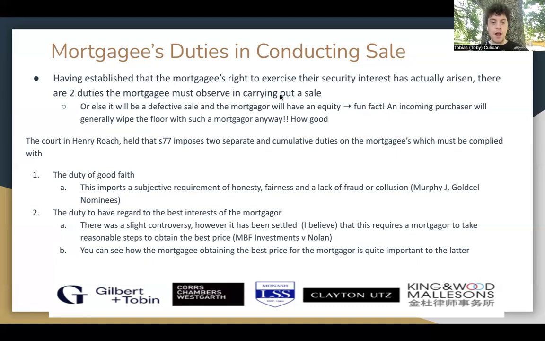That's really sad. But anyway, fortunately for the mortgagor, and you if you find yourself in this position, the mortgagee must observe two key duties, or else it will have a defective sale and the mortgagor will have an equity. Remember, that's important for later topics. I'll give you a spoiler.